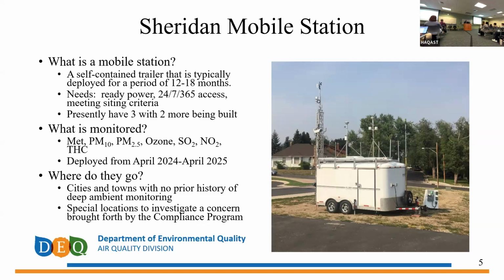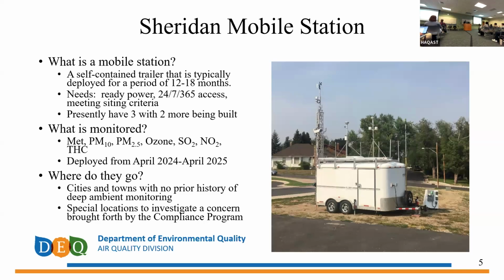We have 3 active ones right now. 2 more are being developed and built, and they will be ready by the end of this year. So overall, by the start of 2027, 5 mobile monitoring stations that monitor for just about everything, as you can see: meteorology, particulate matter, the full gaseous suite.